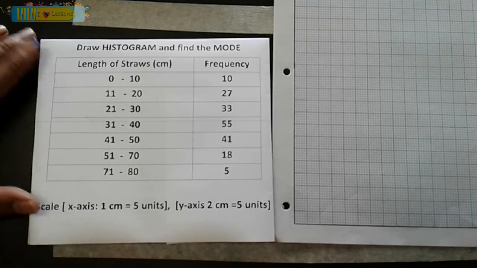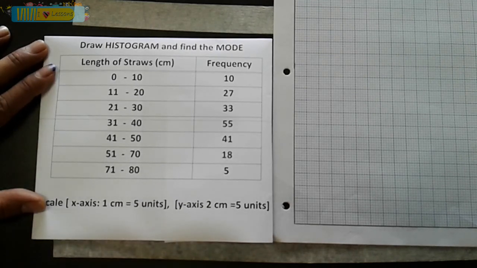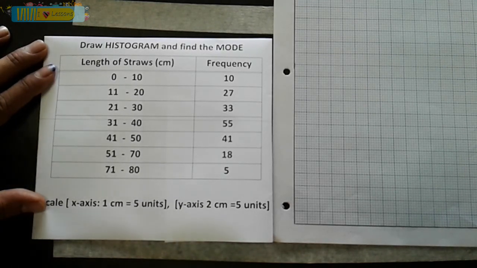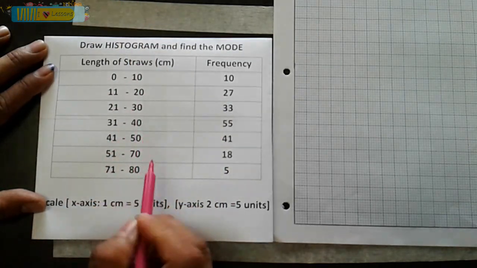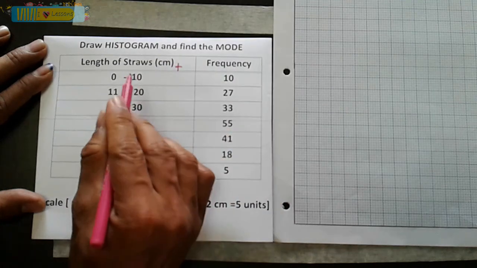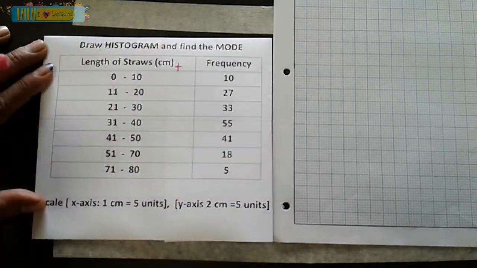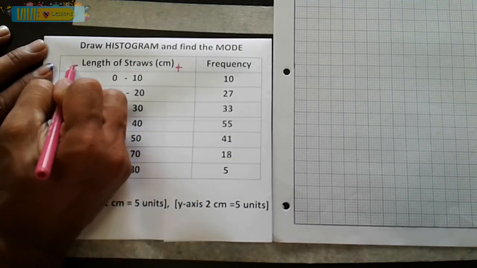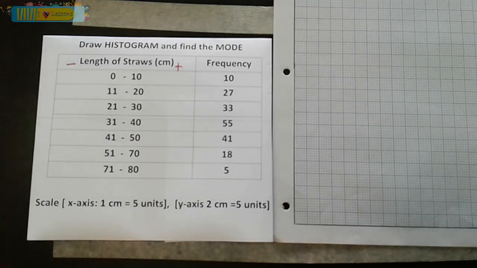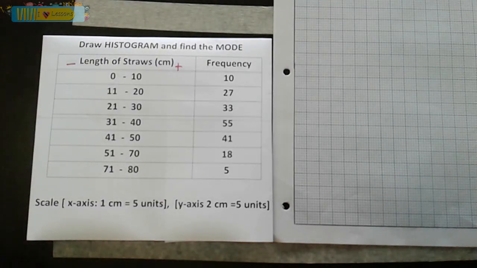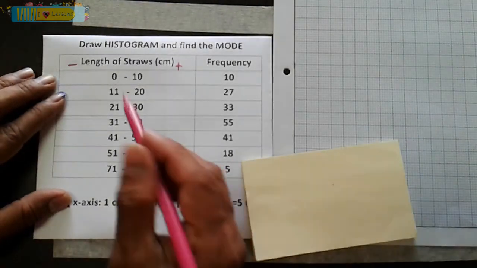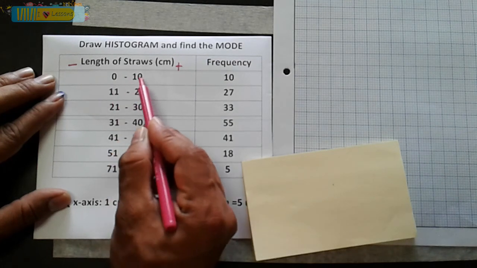So how do you draw a histogram? Well, the first step, and a lot of people don't know this, is that to all the numbers on this side of the lengths, we're supposed to add a certain number. And all the numbers on this side, we're supposed to minus a certain number. What is that certain number we're supposed to add or subtract? All we have to do is take these two numbers, always in this direction.